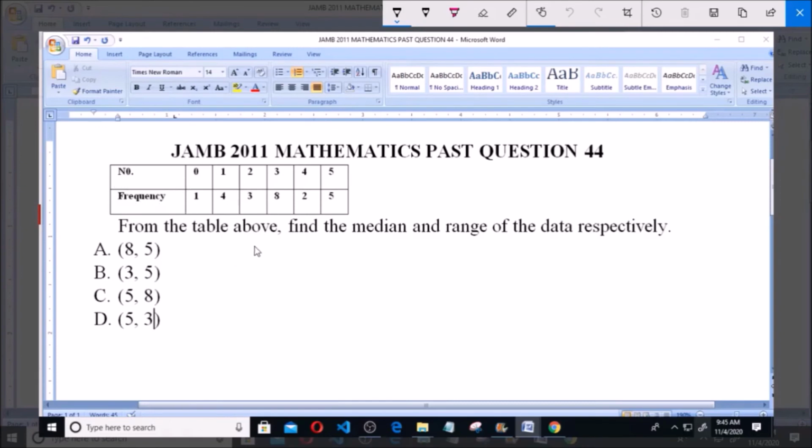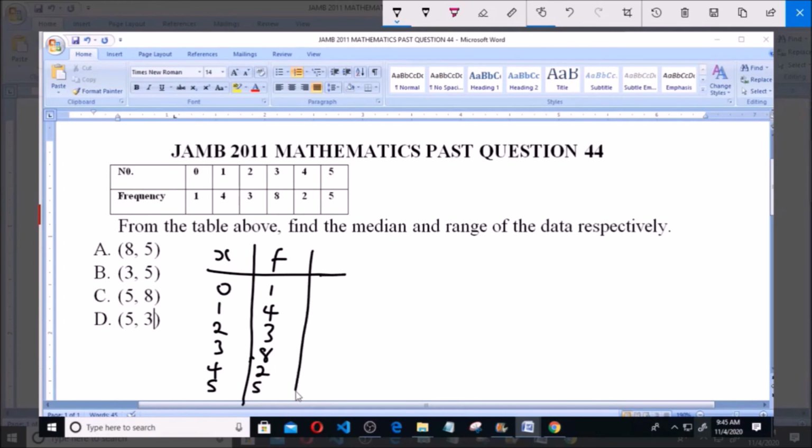Now let's put this in a frequency distribution table, the class mark and the frequency. So we have 0, 1, 2, 3, 4, and 5. Then the frequency of each: for 0 is 1, for 1 is 4, for 2 is 3, for 3 is 8, for 4 is 2, and for 5 is 5.